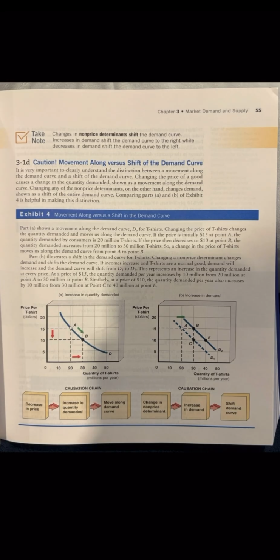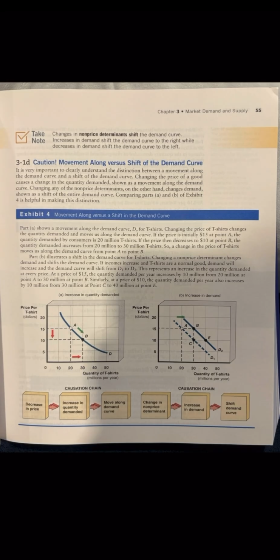Changing the price of t-shirts changes the quantity demanded and moves us along the demand curve. If the price is initially $15 at point A, the quantity demanded by consumers is 20 million t-shirts. If the price then decreases to $10 at point B, the quantity demanded increases from 20 million to 30 million t-shirts. So a change in the price of t-shirts moves us along the demand curve from point A to B.